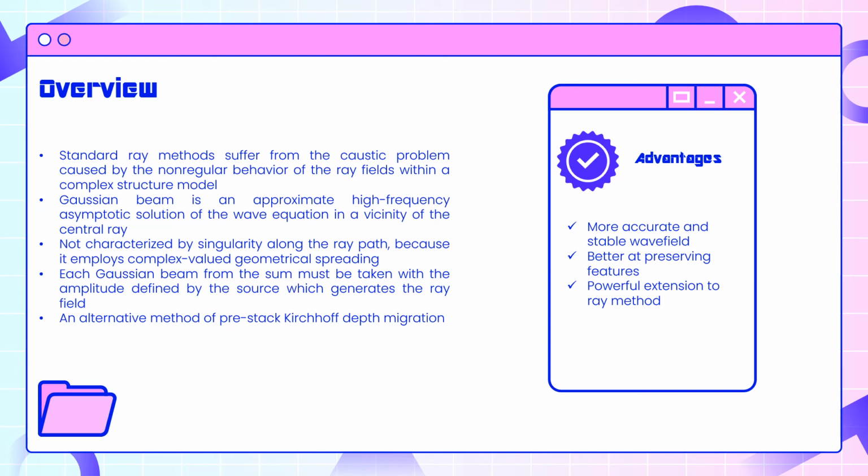Each Gaussian beam from the sum must be taken with the amplitude defined by the source which generates the ray field. Gaussian beam migration is an alternative method to pre-stack Kirchhoff depth migration. The resulting image lies somewhere in between the wave equation and the ray method. Utilizing Gaussian beams to simulate the wave field is more accurate and stable, and as such, better at preserving features of the wave field. The Gaussian beam superposition method is a powerful extension of the ray method.